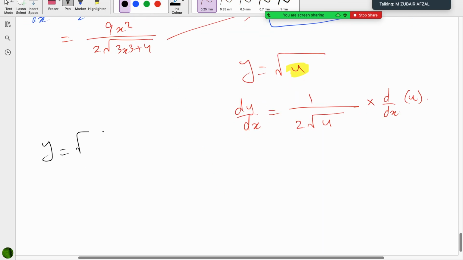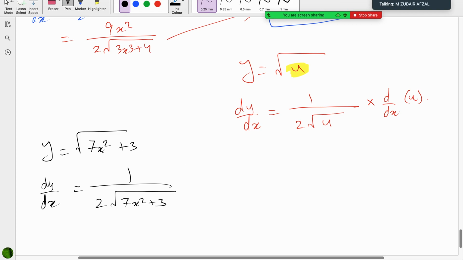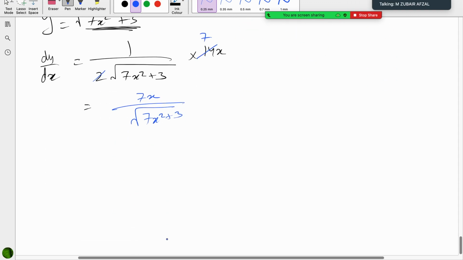y is equal to the square root of 7x square plus 3. So dy by dx, first step 1 over 2, second step copy the main question, third step differentiate what is inside, so 14x, and the next part is simplification. In this case this number is even, so we can cancel it with 2. 7x over the square root of 7x square plus 3.